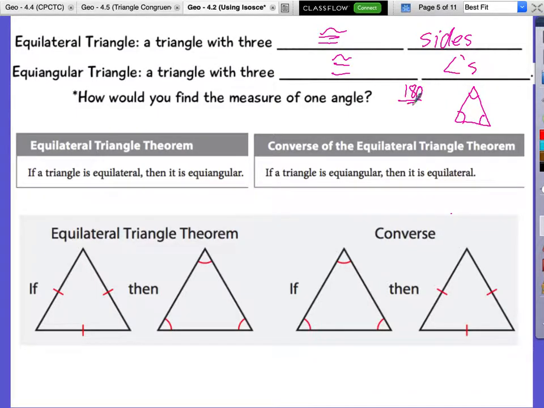We could divide by 3, just like we divided by 2 when 2 angles were the same. We'll divide by 3 because we'll split it into 3 equal parts. And each one ends up being 60 degrees. So we divide by 3.